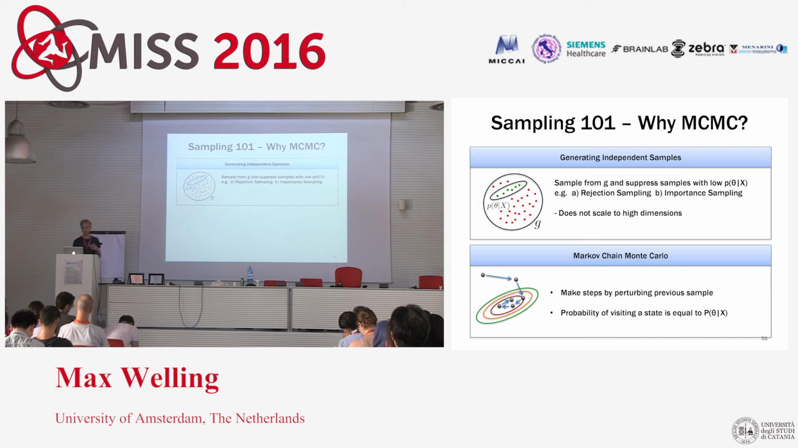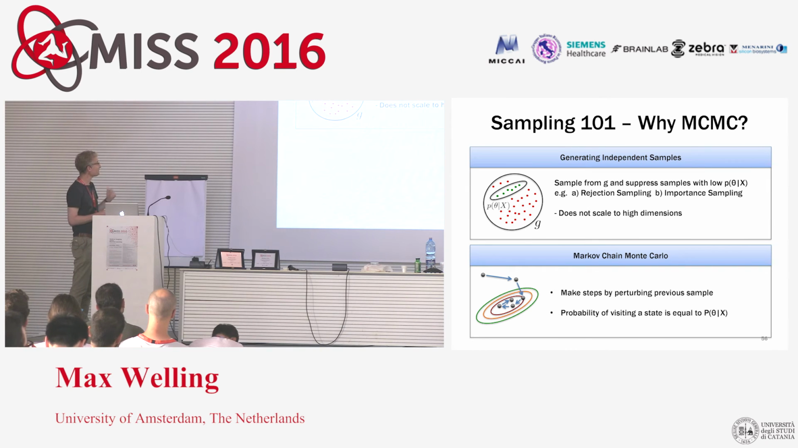Now, that's a procedure that is in theory correct. The only problem is that in high dimensions, this is exponentially inefficient, which basically means that the variance of your estimators is going to blow up, meaning that you never get it right. You never really hit the places where the probability is high. So it doesn't scale to high dimensions.